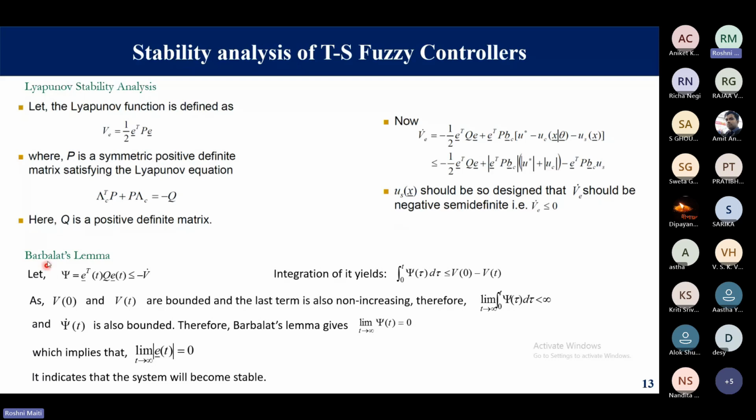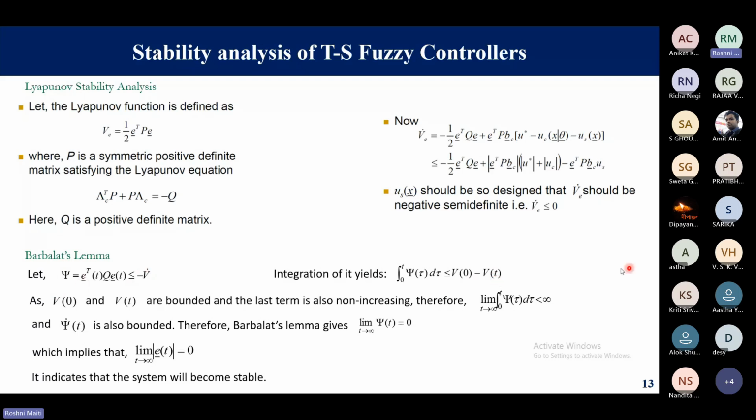Not only that, after doing this Lyapunov stability analysis, we have come to the conclusion that V dot will be less than or equal to minus this. So we can take this one as a Barbalat's lemma operator. This is known as the Barbalat's lemma operator, which is equal to this E transpose QE term only, which is less than or equal to minus V dot. Now, if we take the integration of this term, then we will have V0 minus V of t.